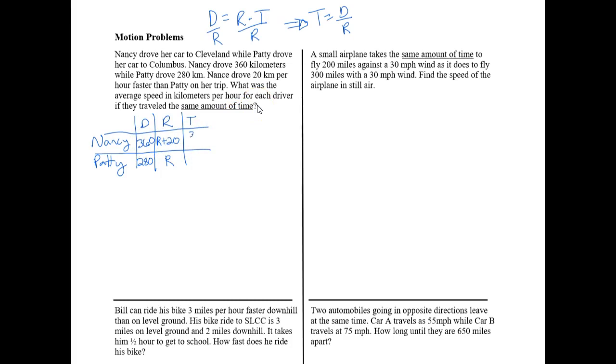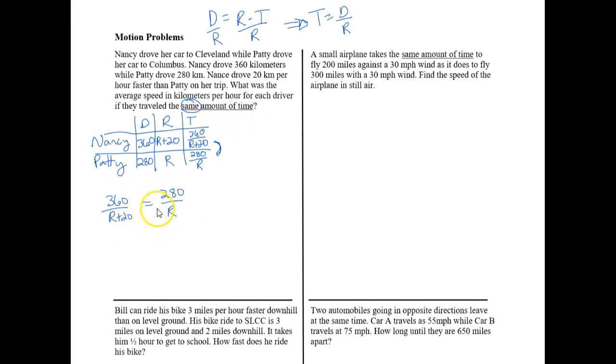Nancy's time would be the 360 kilometers divided by her rate, which was r plus 20. Patty's time was the distance divided by her rate. And since they are the same time, these two boxes are equal. Nancy's time will equal Patty's time. And now I have a rational equation.